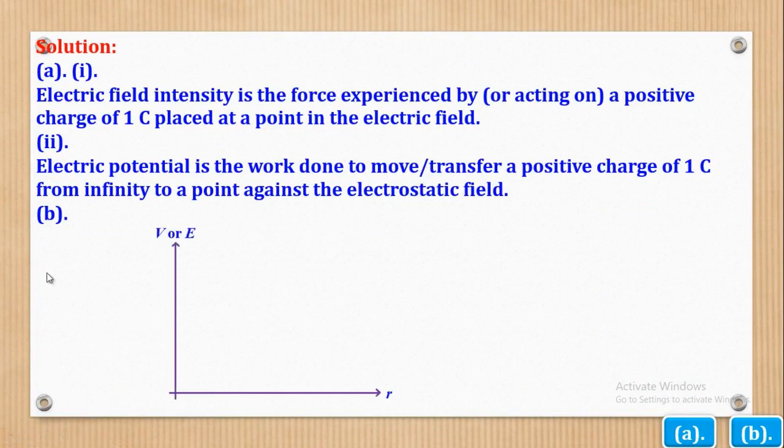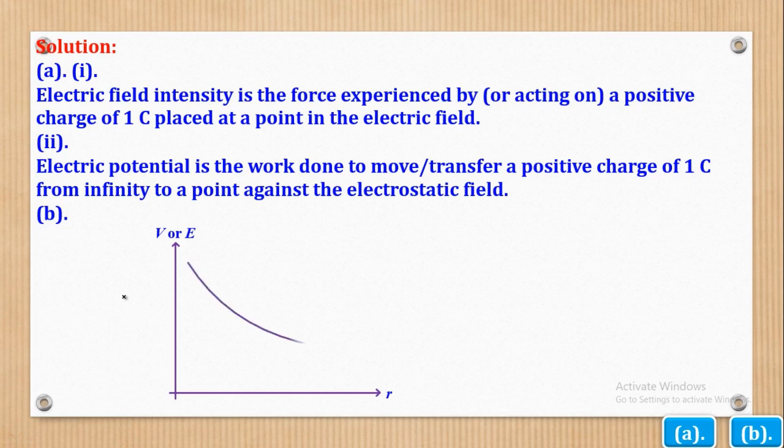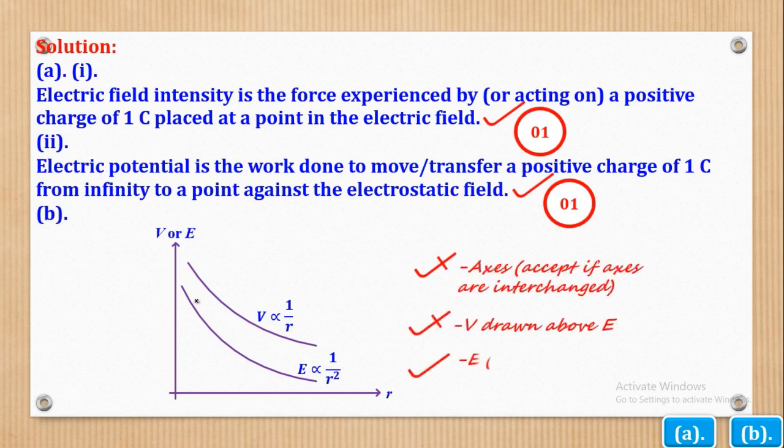So on the axis here, the vertical, we shall put V or E because we are going to draw two graphs on the same axis. That is one for V, and the one for E is that. So as you draw, you must remember that V is above E.